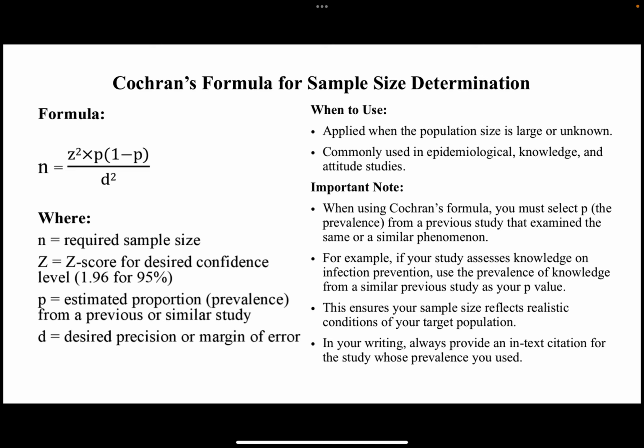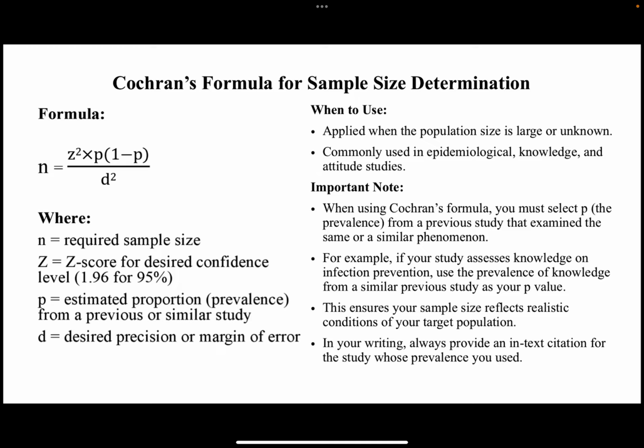Let's go over the formula again. So the Cochran formula is n is equal to Z squared, Z raised to the power 2, multiplied by P into bracket 1 minus P, close the bracket, all over D squared, where small n is the required sample size.